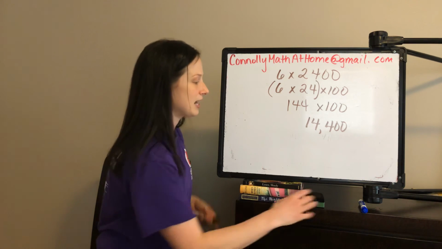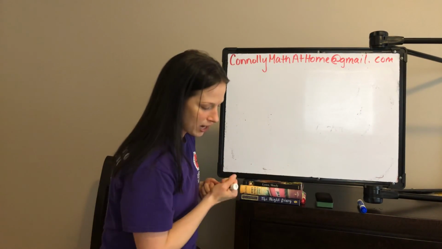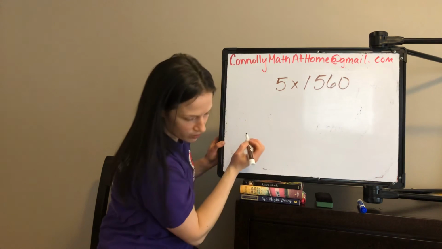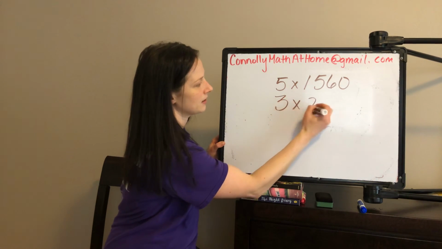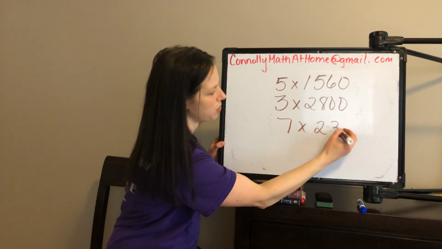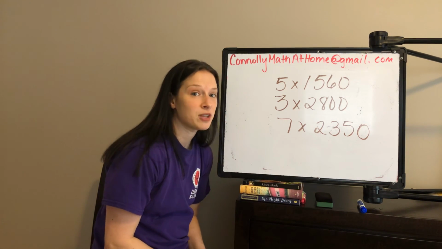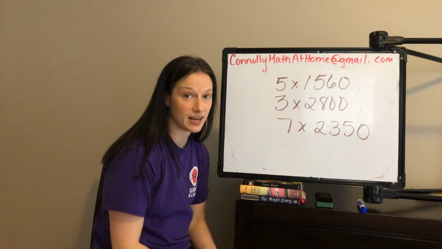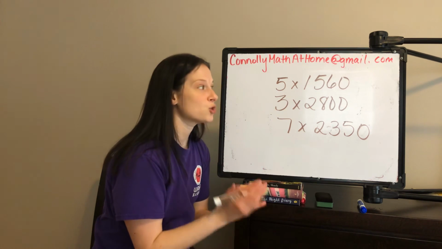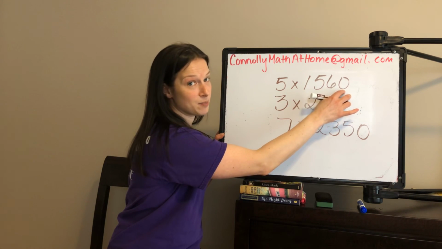So let me give you some to try on your own at home. All right, so you are going to try 5 groups of 1,560. You are going to try 3 groups of 2,800. And you are going to try 7 groups of 2,350. And I want you trying to break up the numbers a couple different ways for each one. All right, the area model is always available for you to use to help you represent what's going on. But try keeping the 5 whole and splitting up 1,560 in several different ways to multiply.